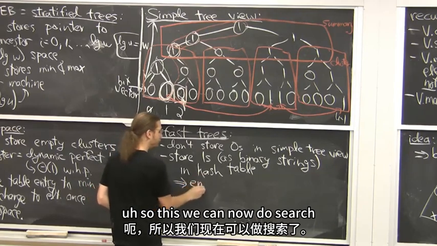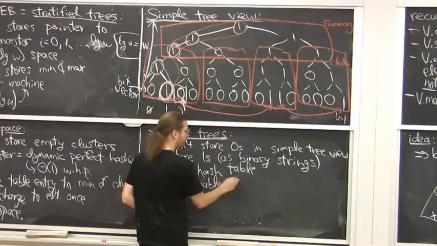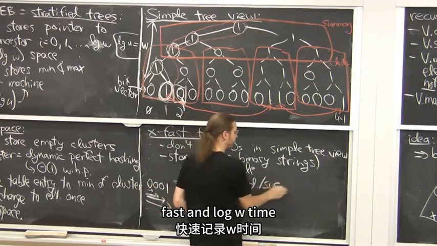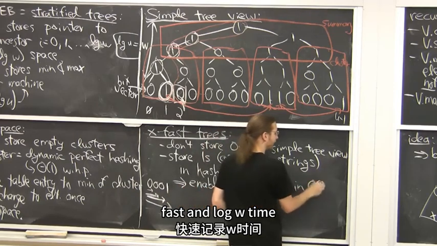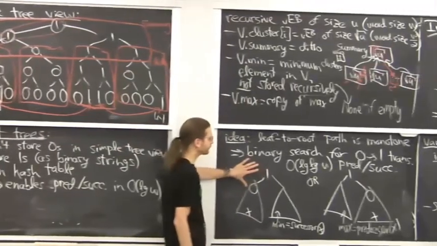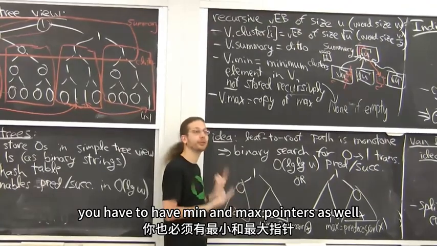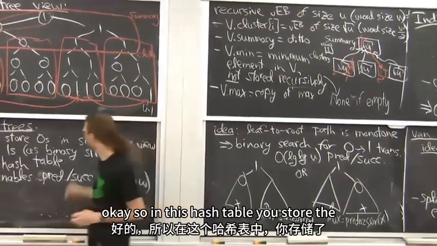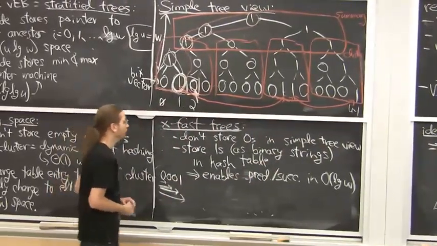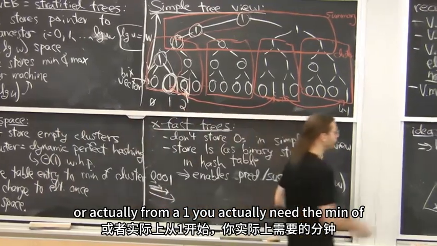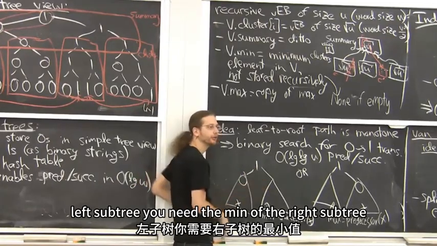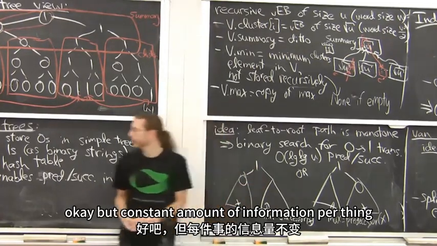We can now do search, predecessor or successor, fast, in log W time, via this old thing. Again, you have to have min and max pointers as well. So in this hash table, you store the min and the max of your subtree. Or actually, from a 1, you need the max of the left subtree, and you need the min of the right subtree. But it's a constant amount of information per thing.